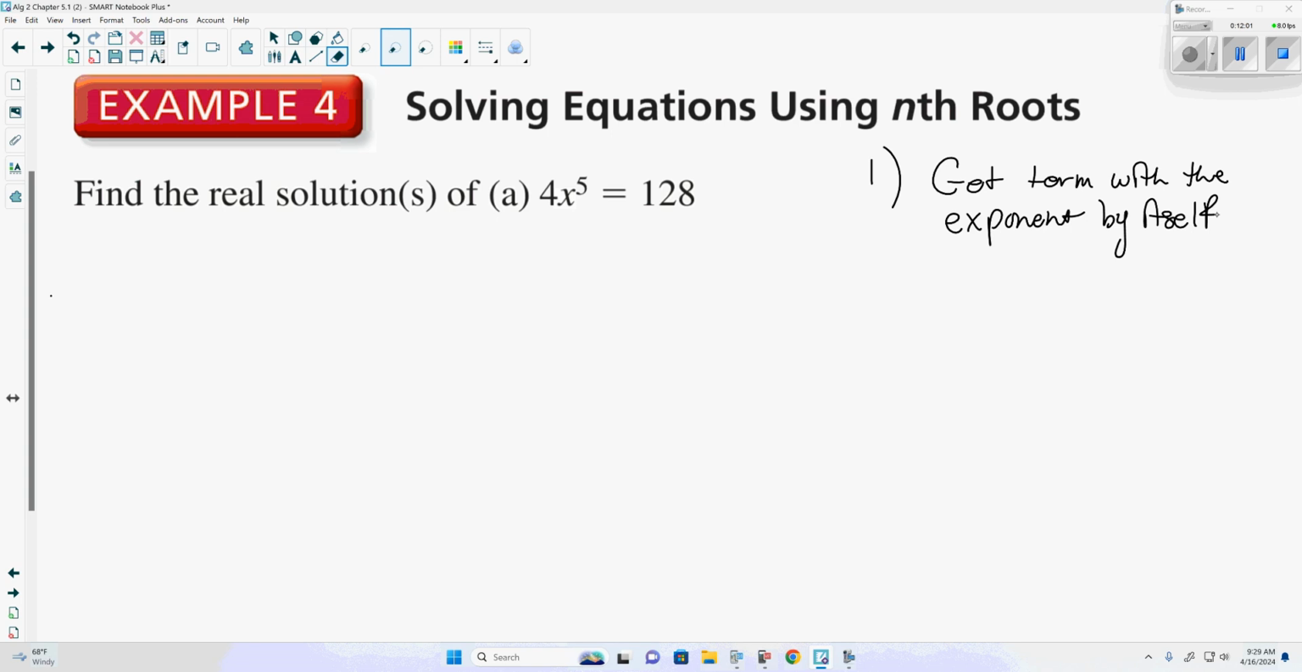Now, this specifically works if we either have one variable and the powers attached to it. Because if we had 4x to the 5th plus 3x to the 3rd, we can't do this because we need one term with a power. Specifically, the variable is only there with the power. So here, we do have that. We have 4x to the 5th equals 128. Is our term with the exponent by itself? No. So we need to divide each side by 4. We need to get it to be by itself. x to the 5th is equal to 32.